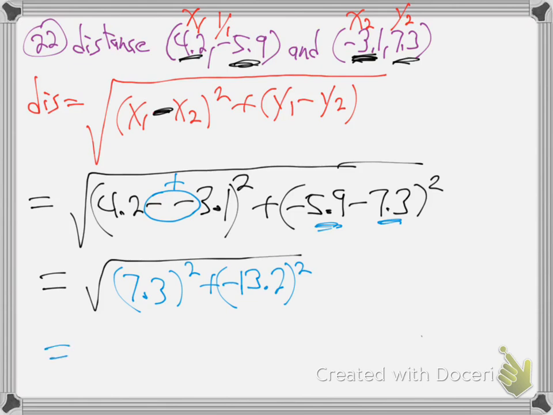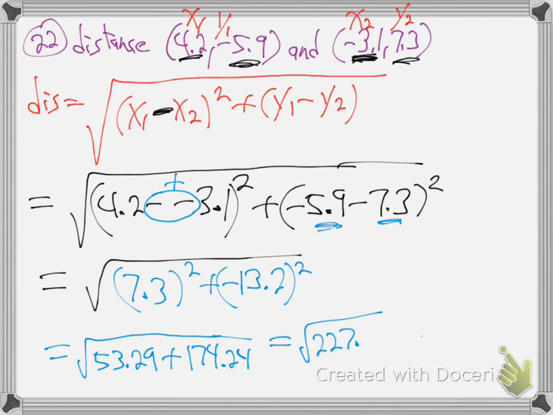So now let's see if we can simplify that. I'm just going to use my calculator. 7.3 squared, I'm getting 53.29, plus 174.24. I'm getting the square root of 227.53.